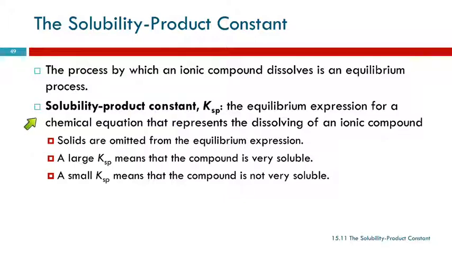So this is going to represent dissolving of an ionic compound. Remember that we leave solids out of equilibrium expressions. Because we're talking about dissolving a solid ionic compound, the reactant is always going to be left out because that's a solid. What we see is if you have a large KSP, that means the compound's very soluble. A small KSP means the compound's not very soluble.